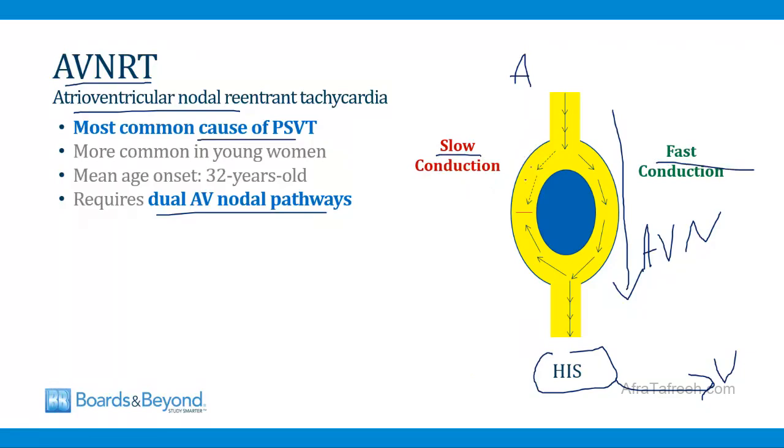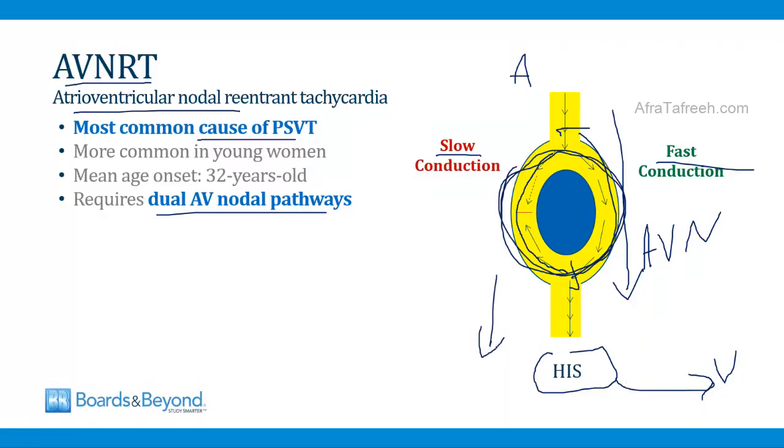What can happen under the right circumstances is that an electrical impulse can go slowly down the slow pathway and then find the fast pathway and go up the fast pathway. This can create a circuit going around and around like this, and this will cause a tachycardia that will be regular. In other words, there will be impulses traveling down to the ventricle that are fast and tachycardic and that occur at regular intervals. This is most common in young women. The mean age of onset is about 32 years old.